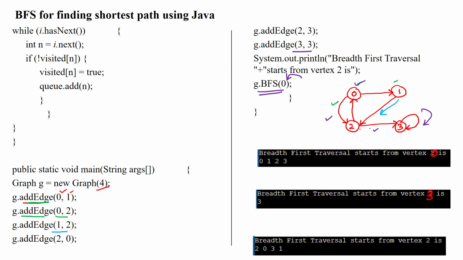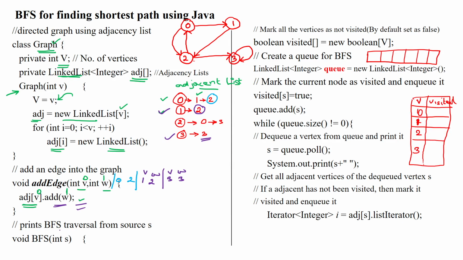So you can visit all the vertices. Now I am passing 0 as the source vertex, and once I pass 0 as the source vertex, we will get this output. Here we are making the boolean variable initially visited. Here the linked list based queue is created. Then I am making visited of 0 true.